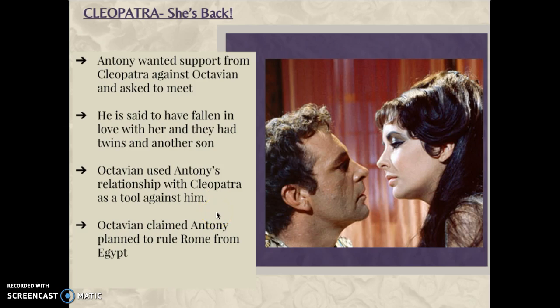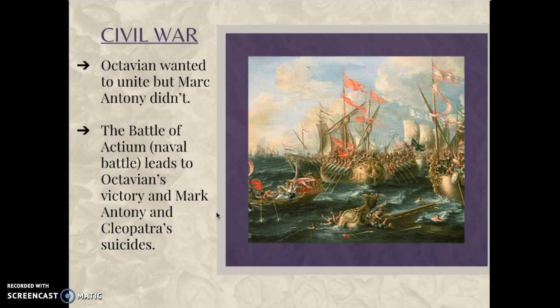So Octavian claims that Antony is planning to rule Rome, but from Egypt and perhaps with Cleopatra. So fighting ensues. There you go. They fight a battle, and Octavian wins, and this will lead, of course, to Mark Antony and Cleopatra's suicides, as happens in Roman history. They cannot live with the defeat of their plans.